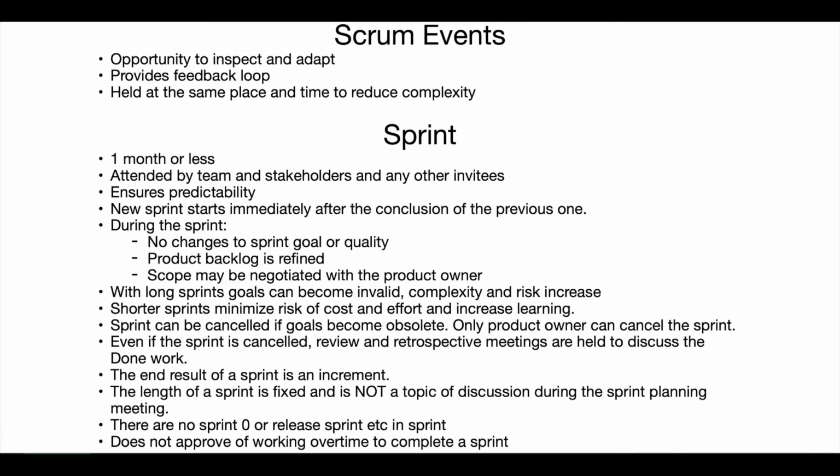A sprint can be cancelled if goals become obsolete. Only the product owner can cancel the sprint. Even if the sprint is cancelled, review and retrospective meetings are held to discuss the done work. The end result of a sprint is an increment. The length of a sprint is fixed and is not a topic of discussion during the sprint planning meeting. There are no sprint zero or release sprint, etc. In a sprint, Scrum does not approve of working overtime to complete a sprint.